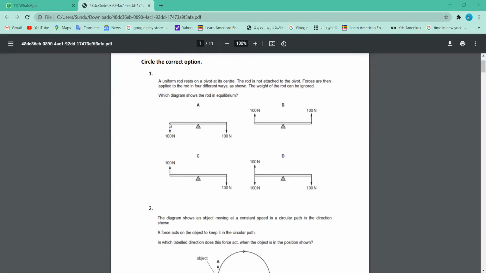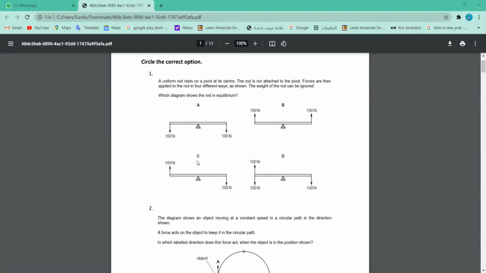I know that the rod is uniform, so its center of mass is going to be at the center, and the weight has to act through the center, and the fulcrum has to neutralize that weight for this rod to be in equilibrium. Therefore, I know that the fulcrum is exactly at the middle point. Did you understand? Are you convinced?